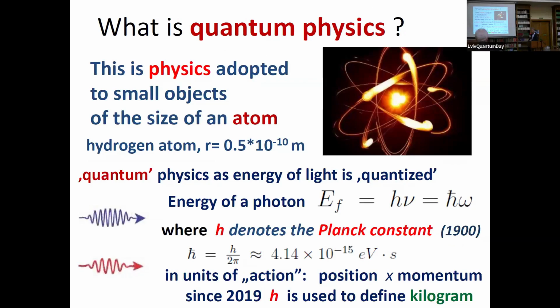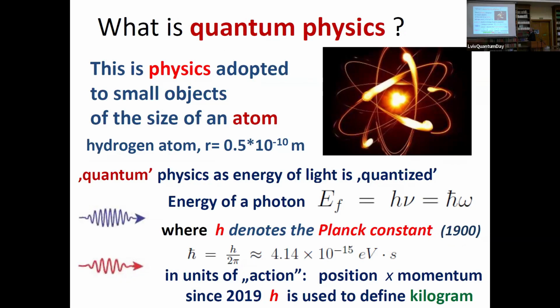So this is physics. Now what is the quantum physics? It's the same physics, but physics adapted to very small objects. How small? At the size of an atom, which is really small. So for a hydrogen atom, it is some number, 10 to minus 10. It's really a very, very tiny number.